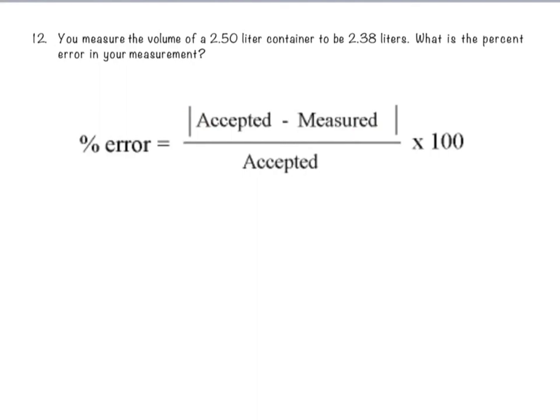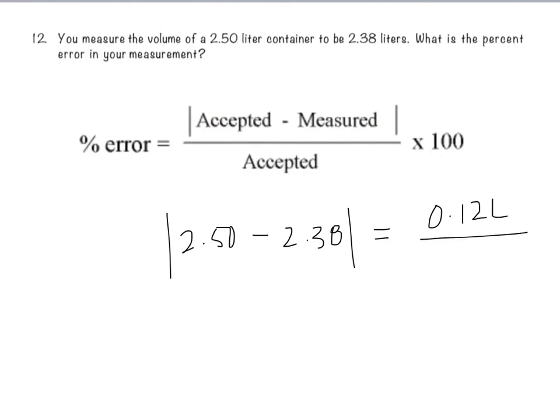And so what I always tend to do, and in this case it's going to be the same, is I'll take 2.50 minus 2.38, and the absolute value of that, and it was positive anyway, is going to be 0.12, and this is liters. Now when I go and divide it by the accepted, well, what your answer should have been was 2.50 liters. The liters are going to cancel, times 100. If I divide this out, and then multiply by 100, 4.8% is your percent error.